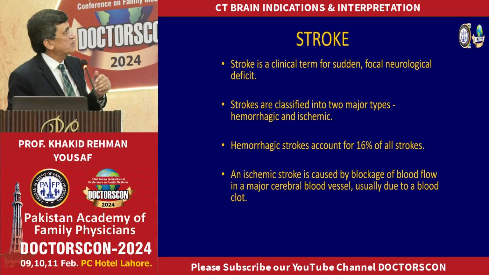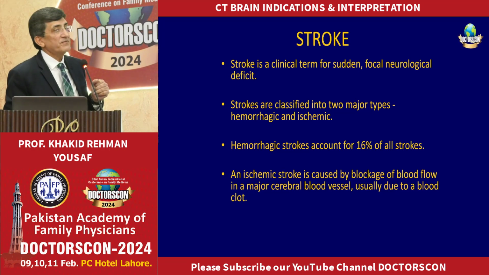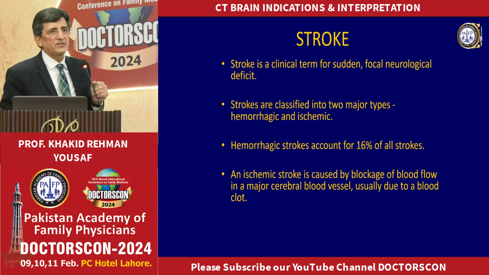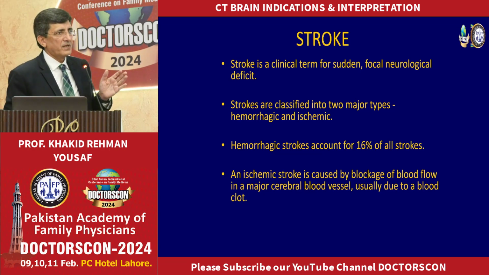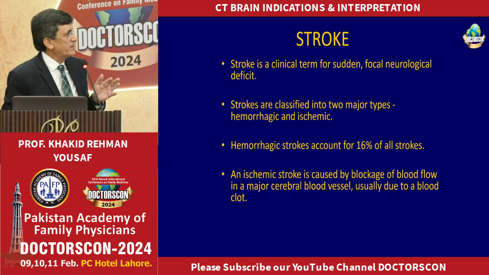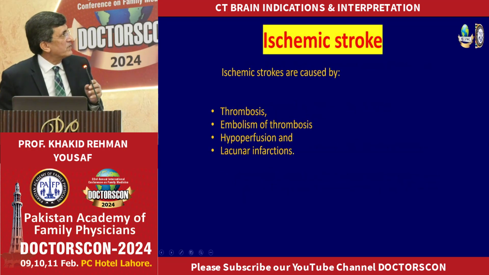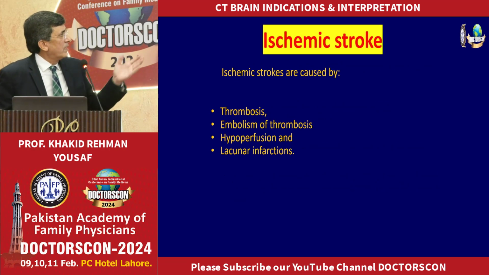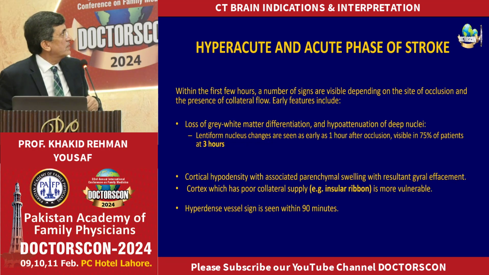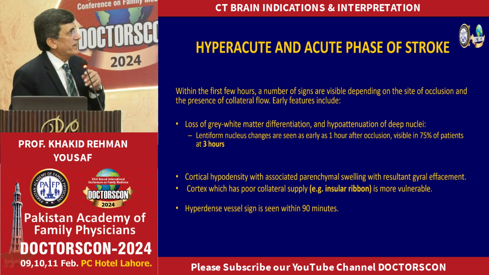As I told you, what is a stroke? Stroke is a clinical term, sudden focal neurological deficit. Strokes are classified in two majors, I told you, hemorrhagic or ischemic. Hemorrhagic stroke accounts for 16 to 20% of patients. The other, ischemic, is, as I told you, a blocked vessel by thrombus or embolus. I just talked about the cause of ischemic stroke, and this is very important.